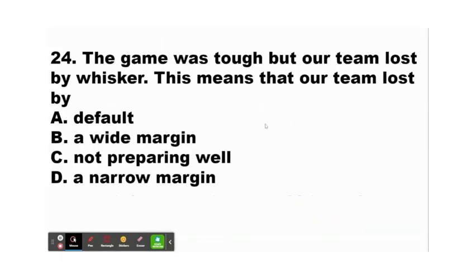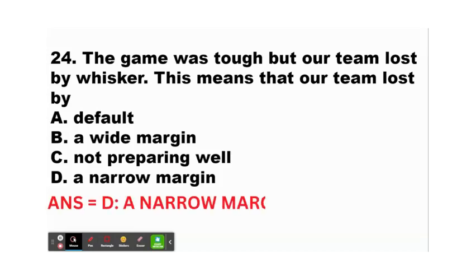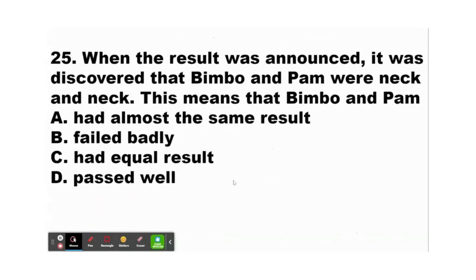24. The game was tough, but our team lost by a whisker. This means that our team lost by A, default, B, a wide margin, C, not preparing well, D, a narrow margin. Option D is correct. When you lose by a whisker, you lose by a narrow margin. You almost won. If you win by a whisker, it means you almost lost. You won by a narrow margin. So whichever way you look at it, by a whisker means by a narrow margin. So that's the correct option.